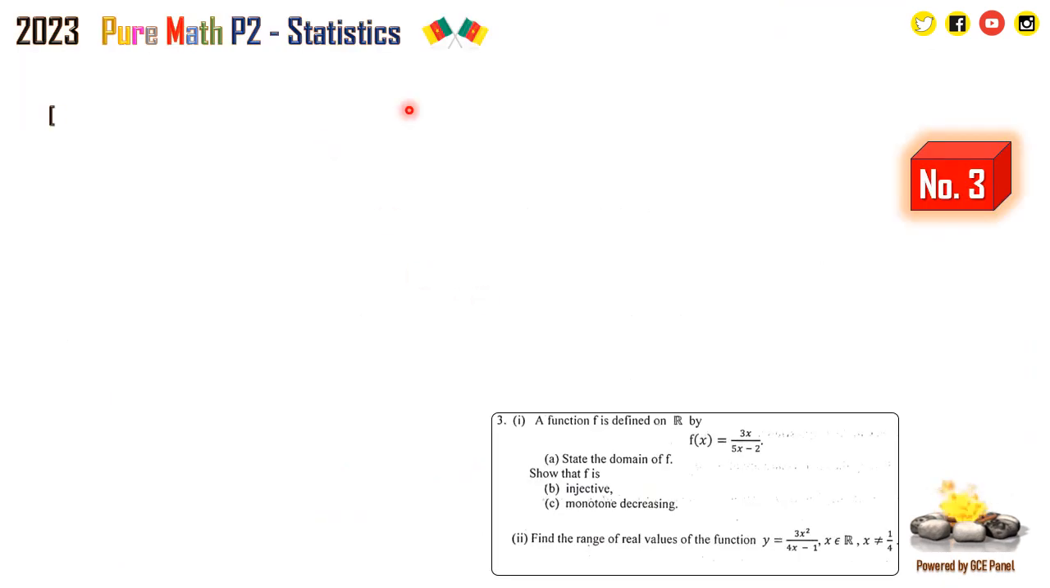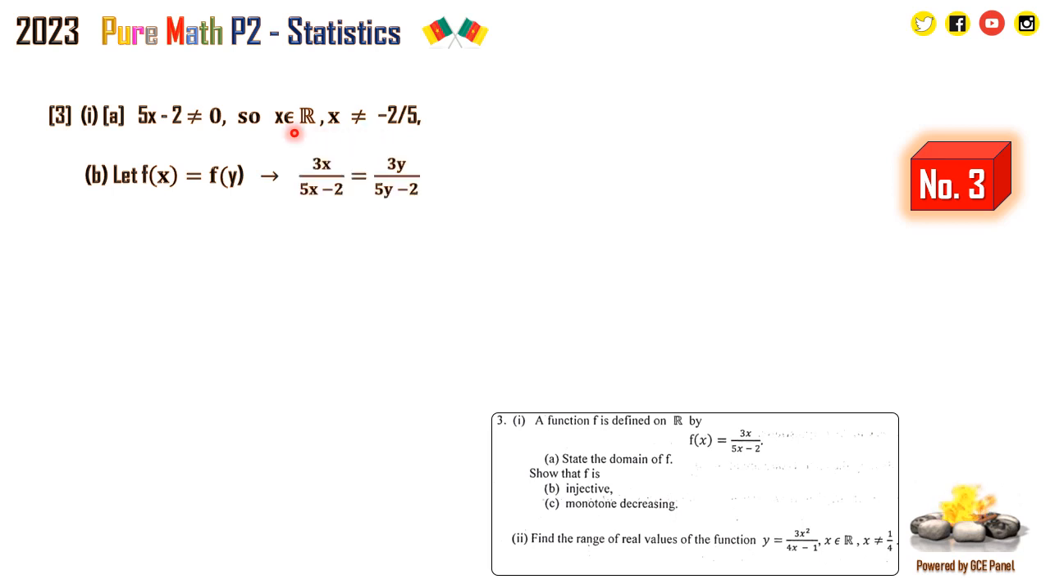So let us tackle this question. For the first part, we are required to find the domain of the function 3x over 5x minus 2. In our previous videos, we have done so much on the domain of functions. This function will be undefined if the denominator is equal to 0. So the denominator, 5x minus 2, should not be equal to 0. From here, x should not be equal to negative 2 on 5. Therefore, the domain of this function is the set of all real numbers excluding negative 2 on 5. So x is an element of the set of real numbers where x is not equal to negative 2 on 5. You can state it like that, okay?